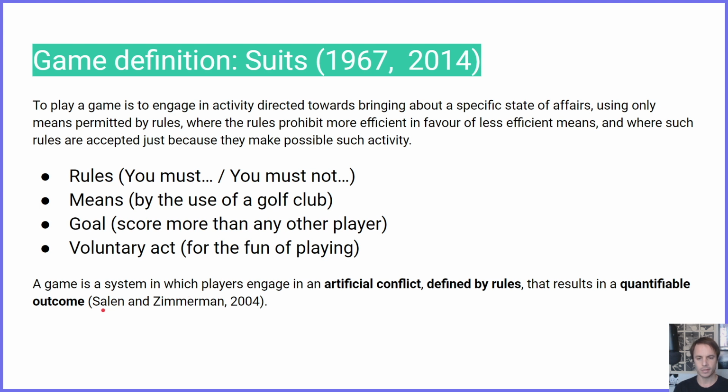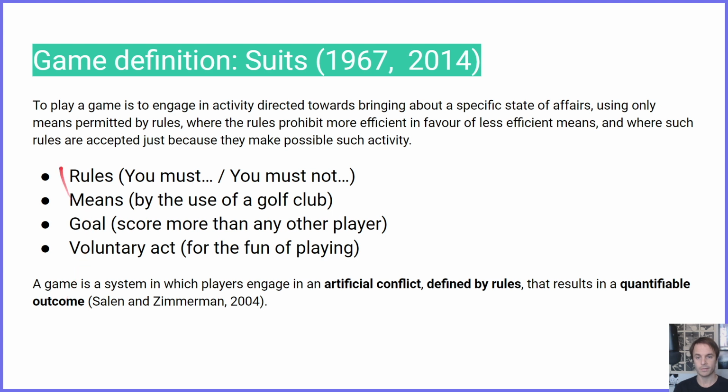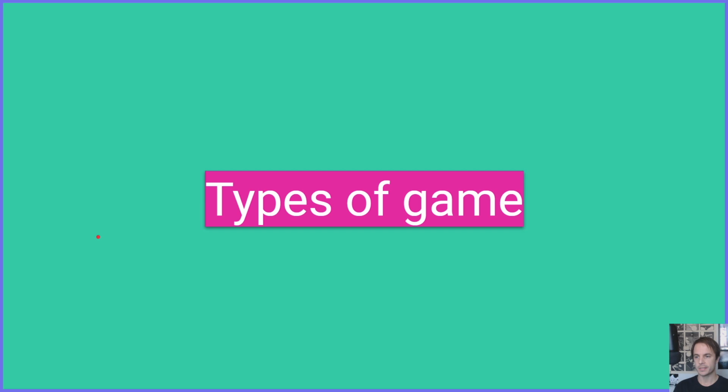Another example of game definition is by Salen and Zimmerman, which is very broad, and it is: a game is a system in which players engage in an artificial conflict defined by rules that results in a quantifiable outcome. So looking at the game definitions, we can see that certain elements are salient in both definitions. Rules, means, goal, voluntary, artificial rules, and some kind of outcome. So there's a goal. So what kind of games exist in the world?